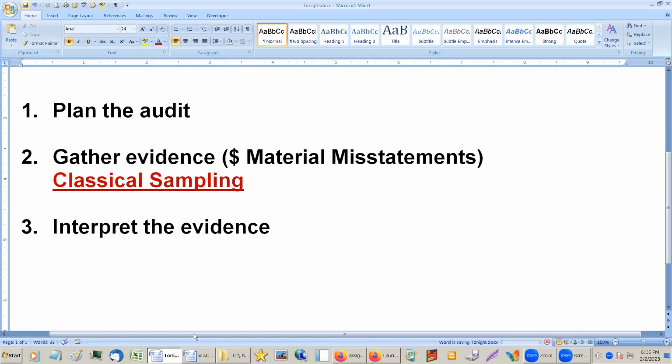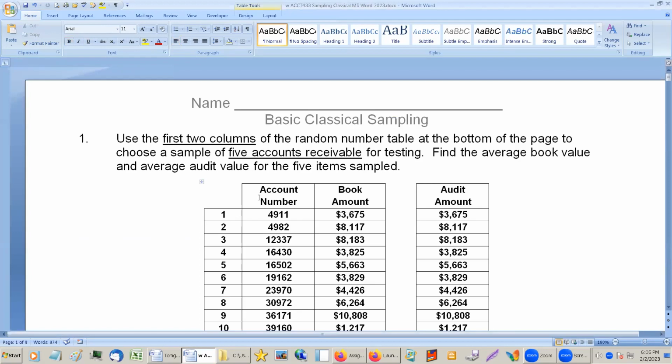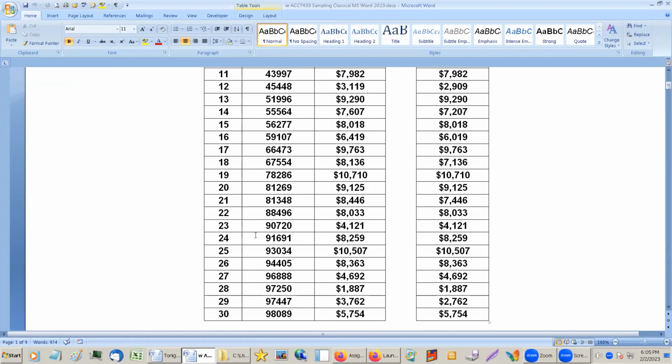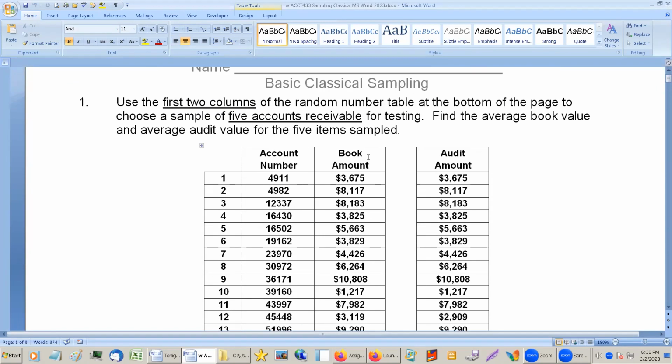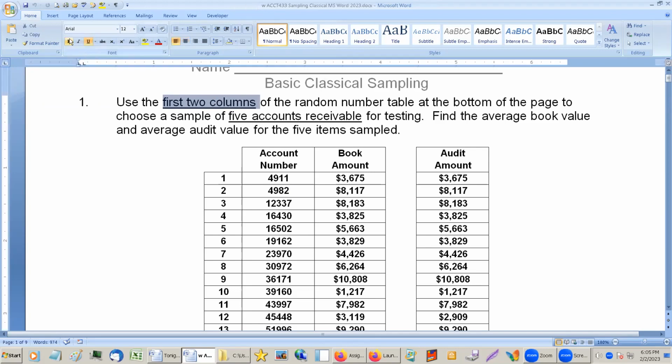I'm going to save that. Okay. So we're looking for material misstatements. And we have accounts receivable. So we're going to use the first two columns with a random table at the bottom of the page. Example of 5 accounts receivable.